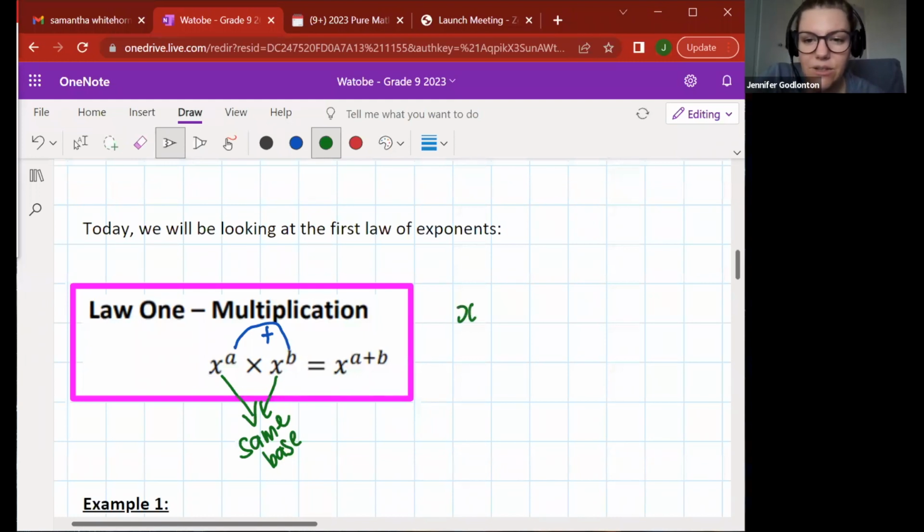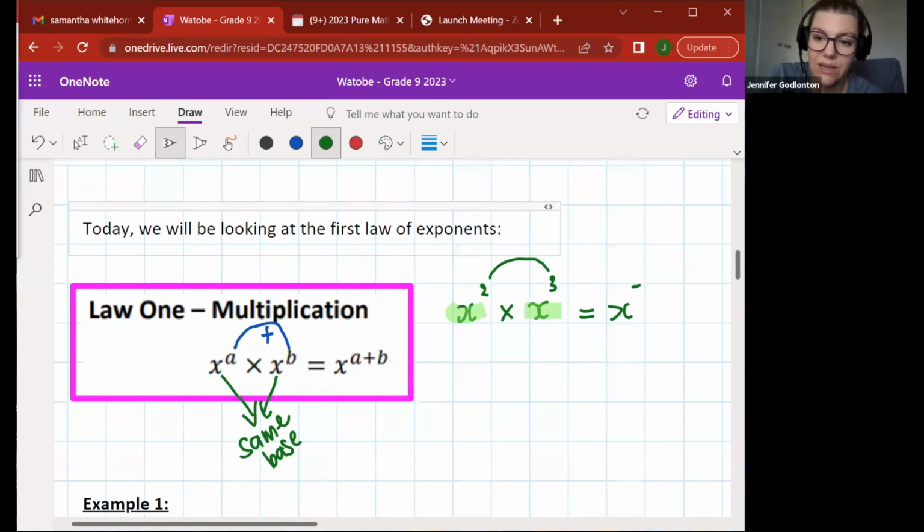If I had x to the power of 2, and I'm multiplying that by x to the power of 3, okay, what we're going to do is we're going to keep our base the same. So our base is an x. So we're going to keep that as an x. And all we're going to do is add our exponents. So we're going to say 2 plus 3, which gives us 5.